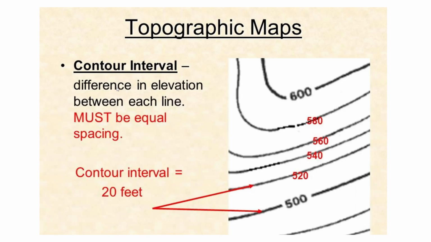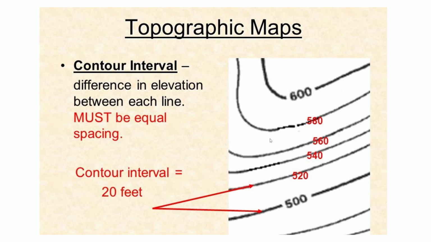One more thing to remember is contour interval. So normally at the bottom of a map, you'll see something called contour interval, and it will give you a number, right? Contour interval is the difference in elevation between each line on a map, and there must be equal spacing. So what does that mean?